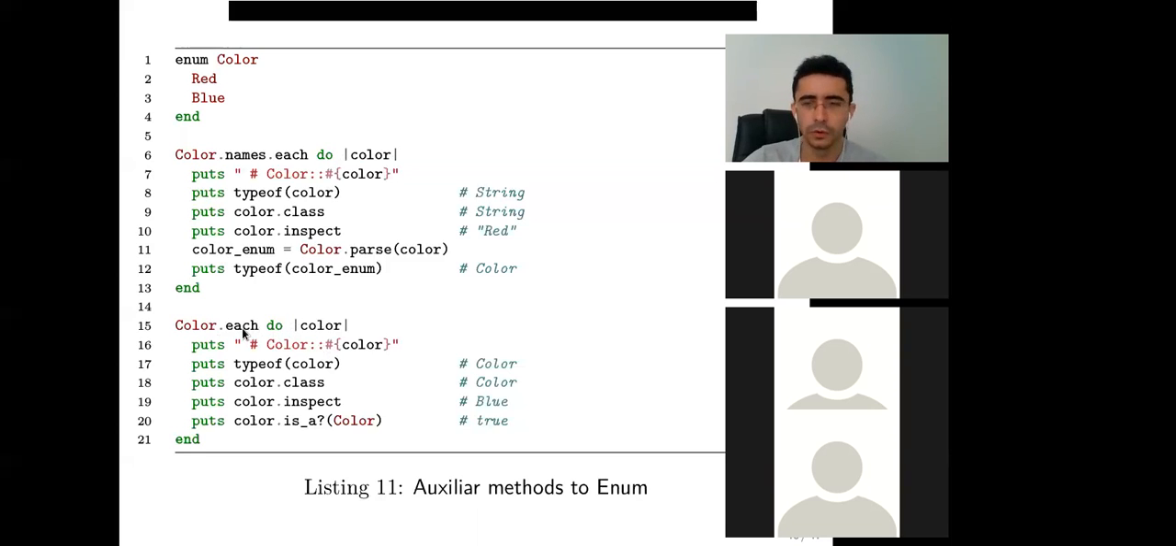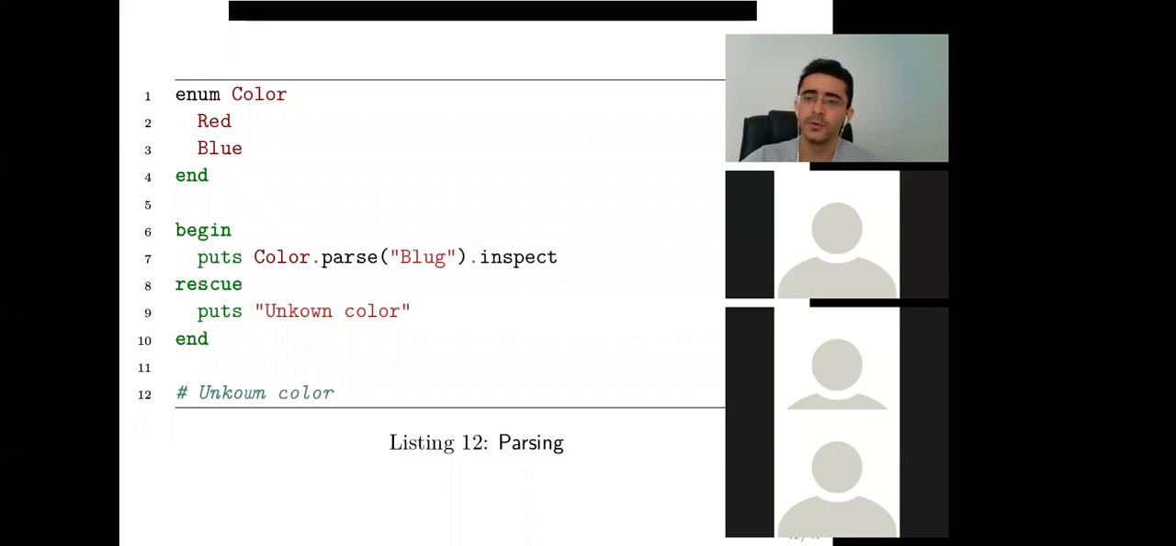Basically, it loops through the array of colors. Sorry. We have some methods here. We can't parse a string to a symbol, but we can parse a string to an enum.